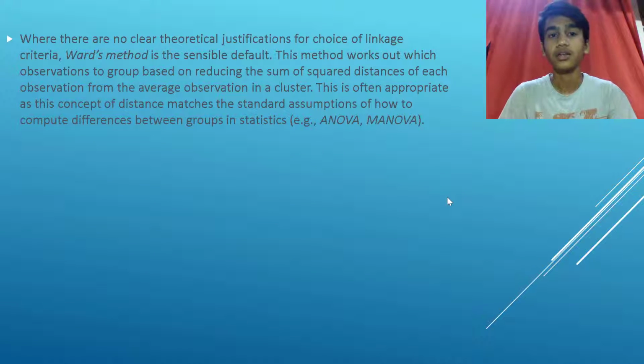Where there are no clear theoretical justifications for the choice of linkage criteria, Ward's method is used as a sensible default. This method works out which observations to group based on reducing the sum of squared distances of each observation from the average observation in the cluster. This is often appropriate as the concept of distance matches the standard assumptions on how to compute differences between groups in statistics, for example, ANOVA and MANOVA.